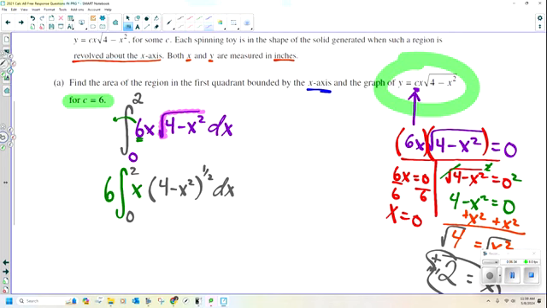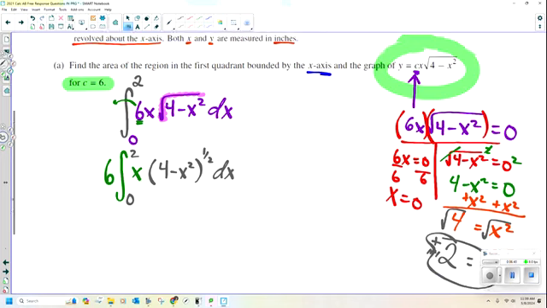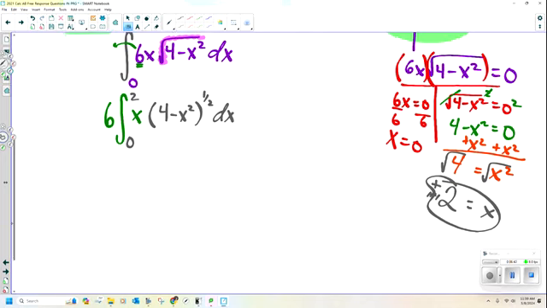All right? So I'm looking at this, and this is a clear-cut u sub. I'm going to u sub this right here. Let's go blue. I'm going to make u 4 minus x squared, so this is going to be u to the 1/2. That means my derivative is going to be negative 2x dx.